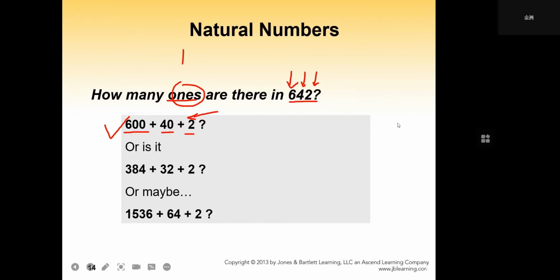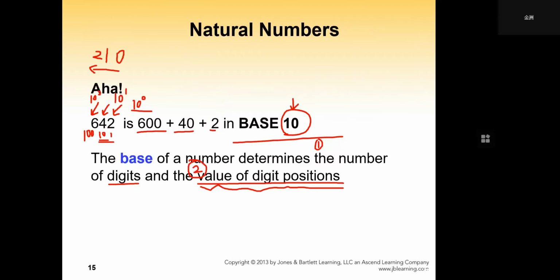So in each number we have, firstly, a digit, and secondly, a position, and each position represents a different meaning, and this meaning is closely related to the number system, right? Because the number system is 10, so here it is 1, 10, 100. If the number system is 8 or 13 or other, it would be totally different. So we can see in decimal 642 is 600, 40 and 2 in base 10.